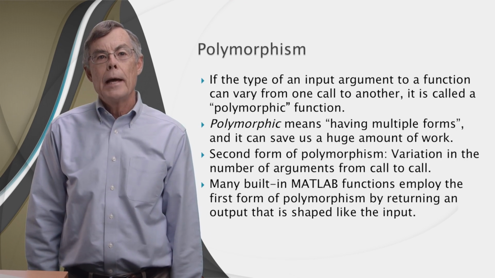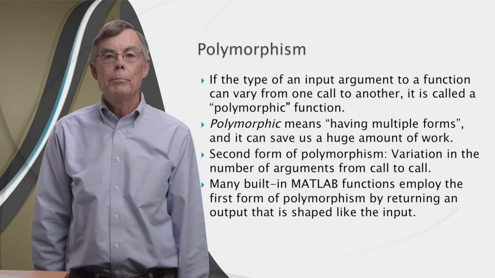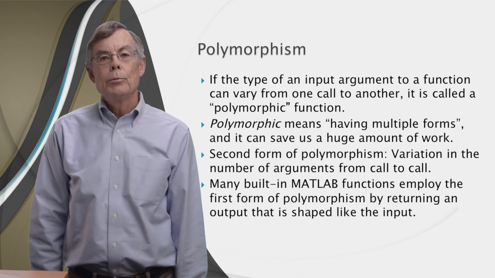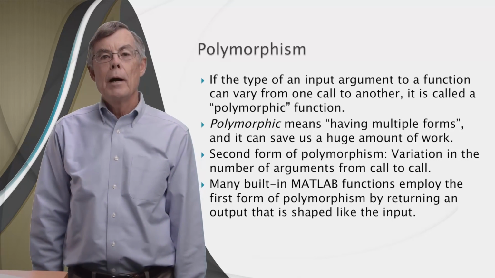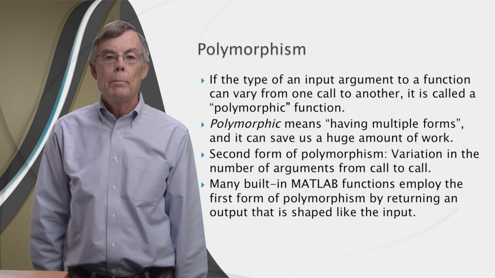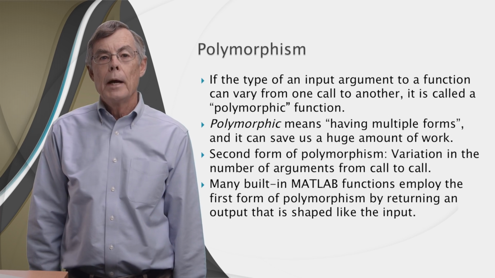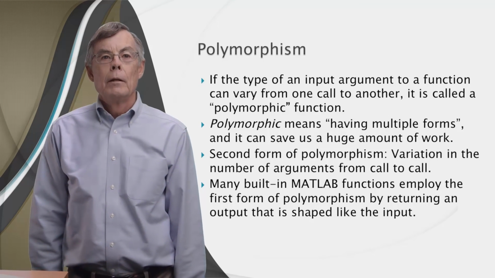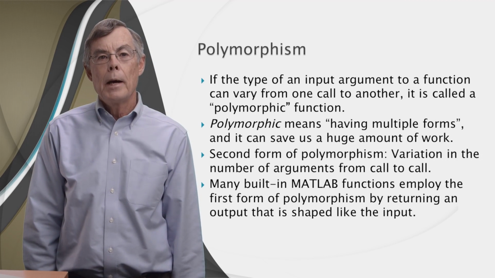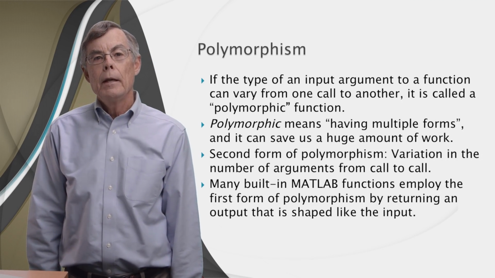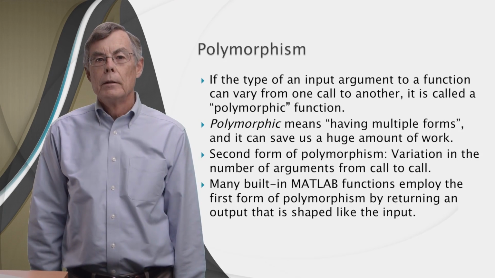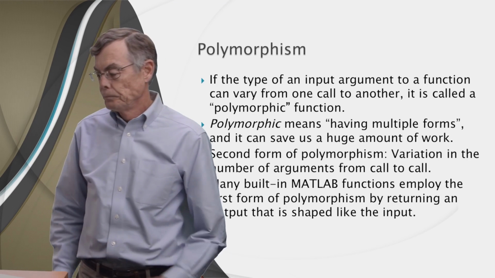Many built-in functions in MATLAB employ the first form of polymorphism by returning an output that's shaped like its input. For example, as we've seen, if we call the square root function with a 3 by 4 matrix, it'll return a 3 by 4 matrix. If we call it with a 1 by 2 matrix, it'll return a 1 by 2 matrix, and so forth. This shape-shifting of the output to match the input is, in fact, the predominant form of polymorphism in MATLAB, and it's very convenient. But not every built-in function behaves that way. And we're going to look at one right now that doesn't.